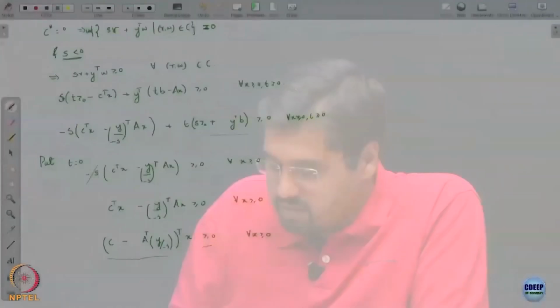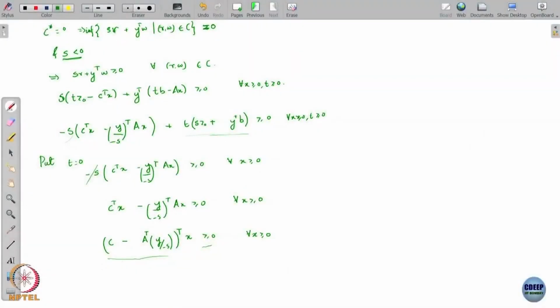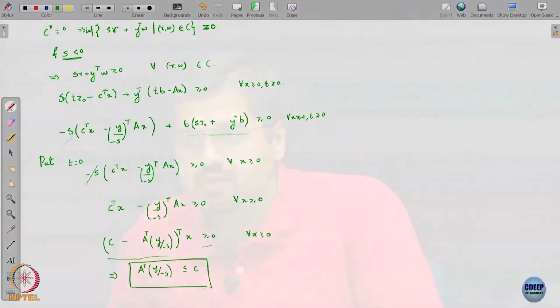Right. So, the only way this is possible is that the term in the bracket is less than or equal to 0. So, A transpose y by minus s is less than or equal to c. Okay. So, let me just box this. This is my first conclusion: A transpose y by minus s is less than or equal to c.